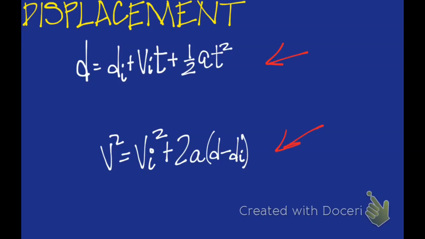The second one is the final velocity squared is equal to the initial velocity squared plus 2 times the acceleration times the change in displacement, or the final displacement minus the initial displacement. Alright, so that's how they're shown on the engineering formula chart.